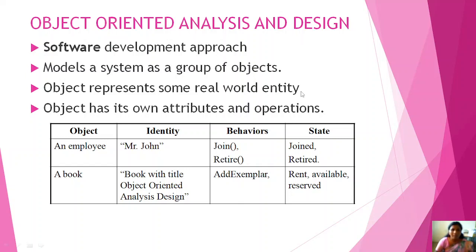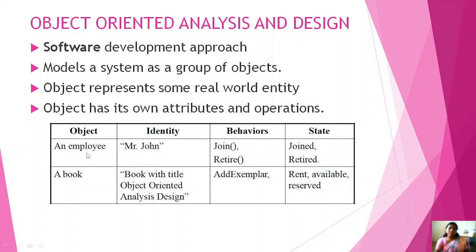Objects represent some real-world entity, and each has its own attributes as well as operations. Here are two objects, an employee and a book. Each object has its own identity, behavior, as well as state. So for the first object, an employee, the identity is Mr. John, and the behaviors are for John as well as Richard. The state for the particular object Mr. John is John or Richard.